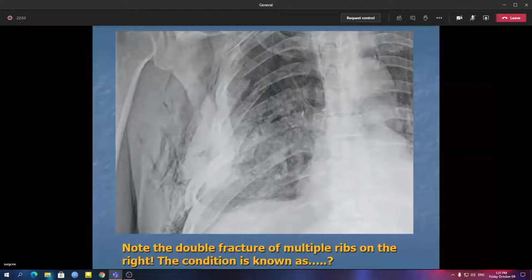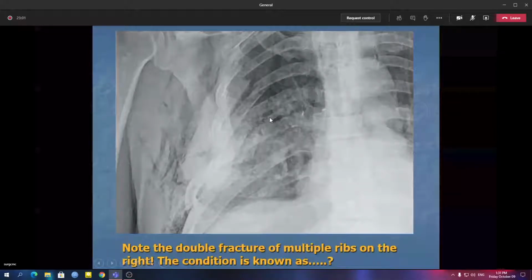So, rib fracture. Will you show the double fracture once? Yes, sure. This is one fracture, in this rib. And this is another fracture zone. This is a different rib. Here, one here, another here.